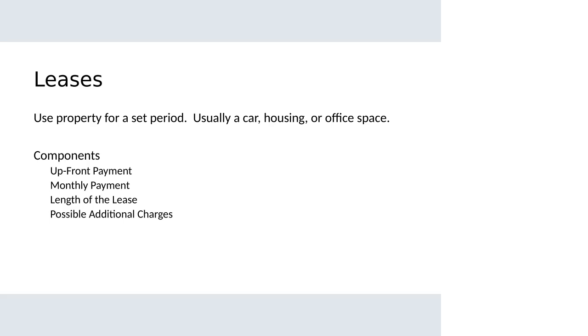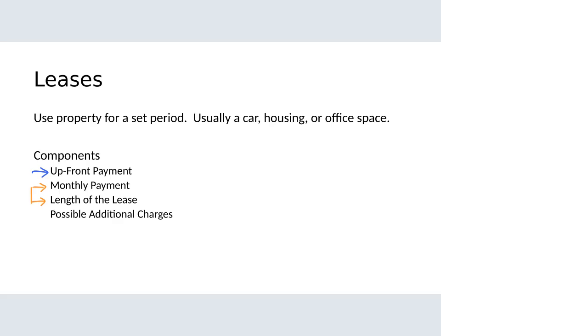There are four components to a lease that we want to consider when we figure out the total cost. The first of those is the upfront payment. Do you have to make a payment at the beginning to get the lease started? And then a monthly payment. Is there a payment every month as you're using that property? Typically, yes. How long is the lease? 2 years, 3 years, 5 years, it depends on what the property might be.